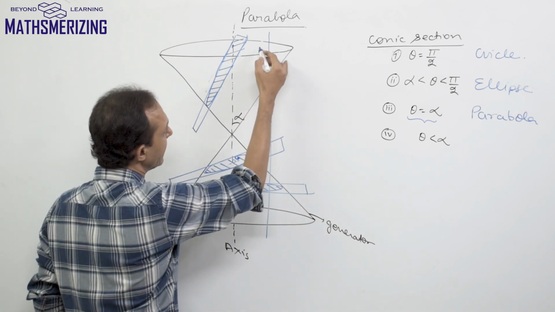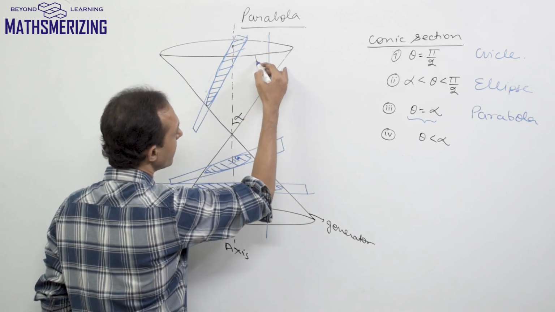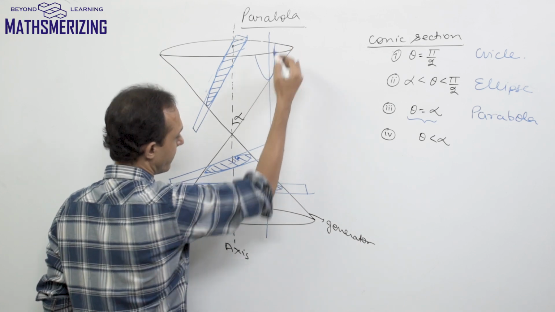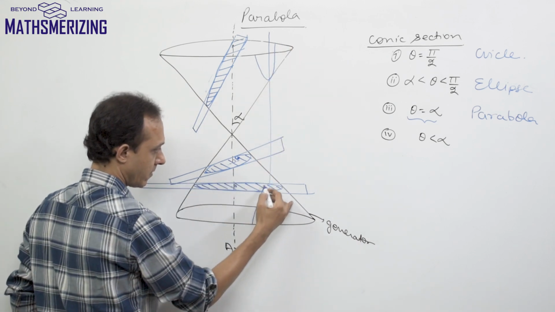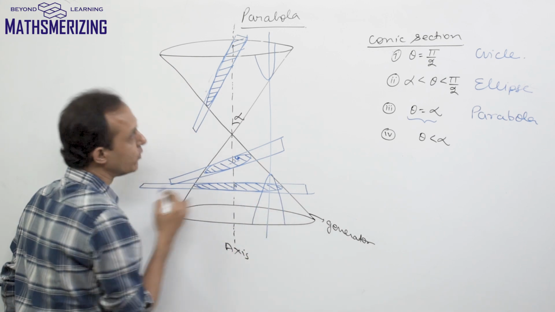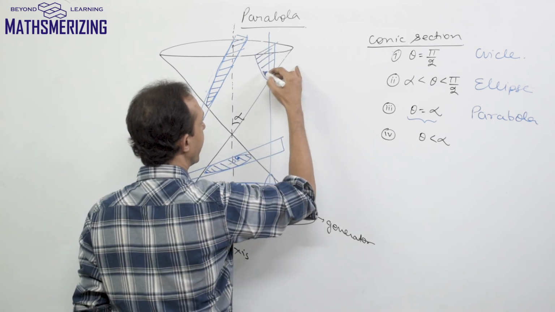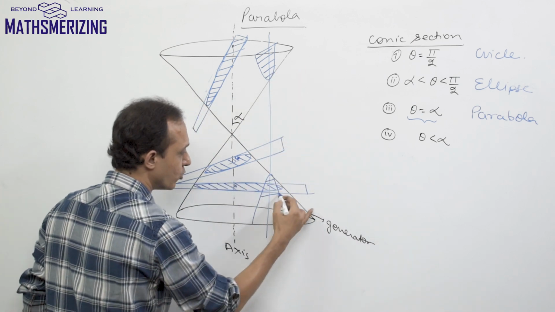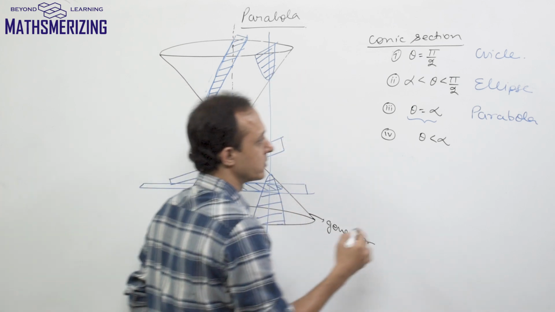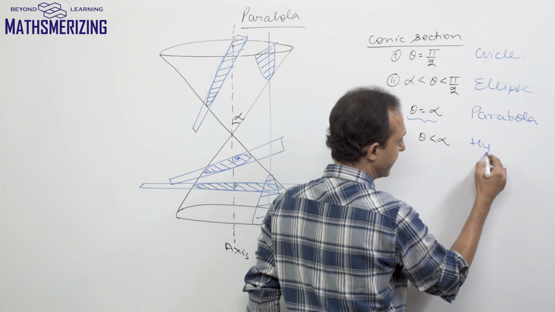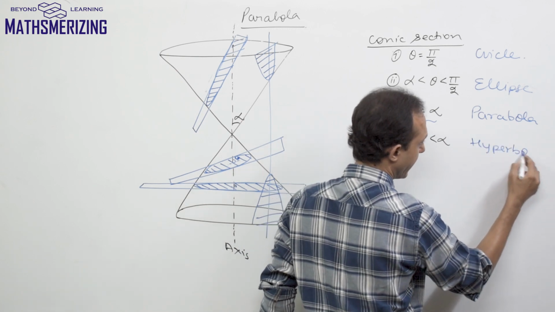And if theta is less than alpha, in this case this plane will intersect this cone in two parts, and in that case we'll get a hyperbola, or actually two branches of a hyperbola. So in this case, we'll end up getting a hyperbola.